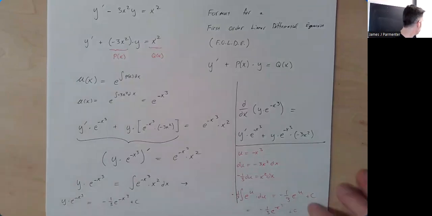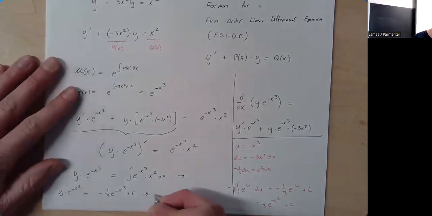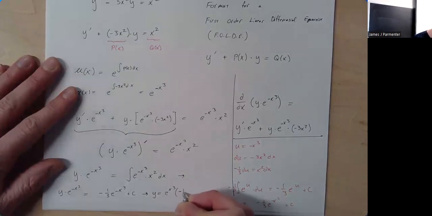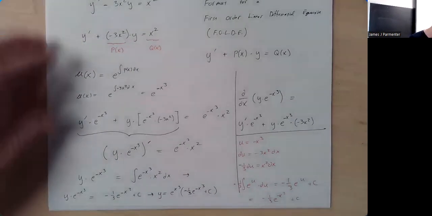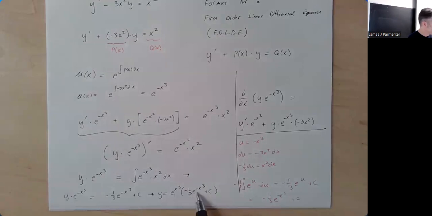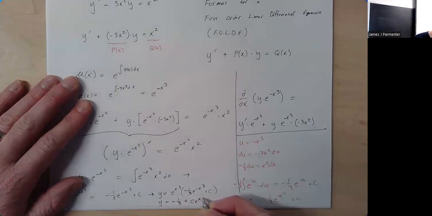And then to solve for y, we divide both sides by e to the negative x cubed. Now, I'm going to think of that, instead of dividing by e to the negative x cubed, as multiplying by e to the positive x cubed. So I'm going to get that y is equal to e to the x cubed times negative 1/3 e to the negative x cubed plus c. And if we multiply that out, it's going to look kind of gross. e to the x cubed times e to the negative x cubed is just e to the 0, which is 1. Cancels out. So you end up getting y equal to negative 1/3 plus c times e to the x cubed.